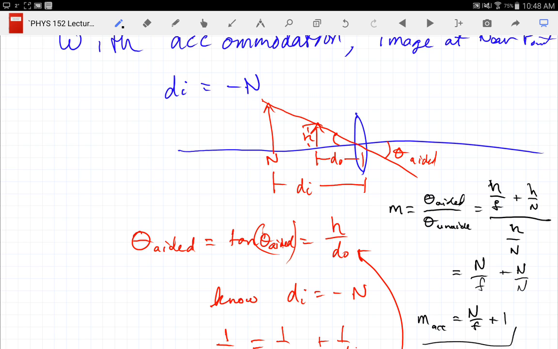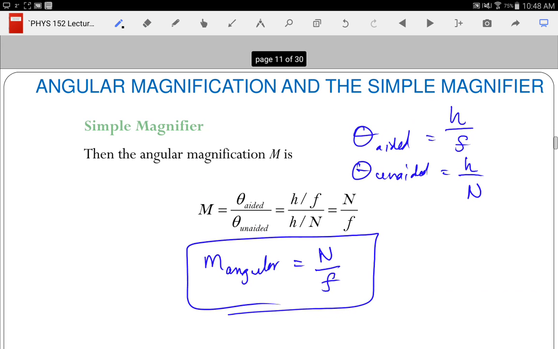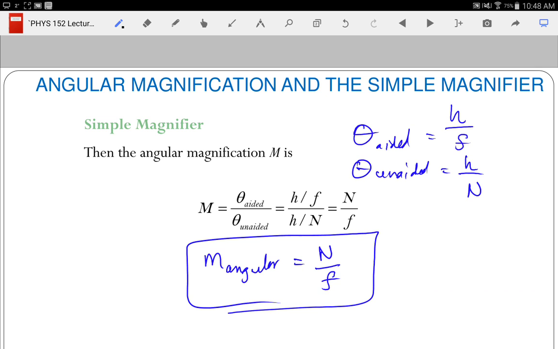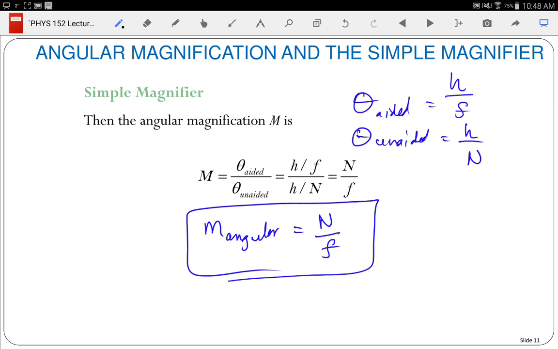So the accommodated magnification is n over f plus 1. What was the unaccommodated magnification? It was just n over f. So by straining the eyeball to its maximum, we increase the magnification by 1.